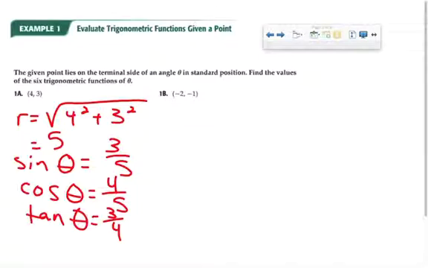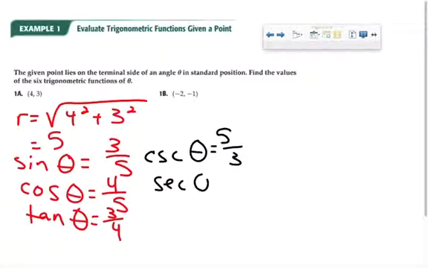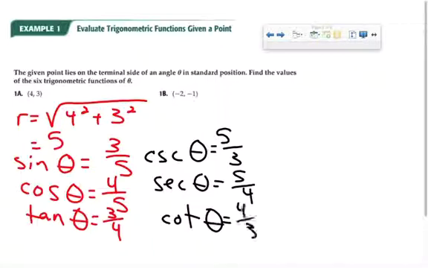And then the reciprocal functions are easy because they are so aptly named. You just have to remember which one is which. Cosecant is the reciprocal of sine, and that is 5/3. Secant of theta is 5/4, and the cotangent of theta is 4/3.